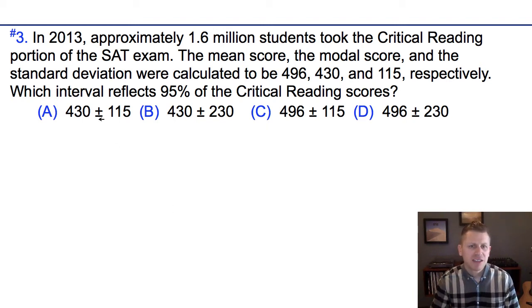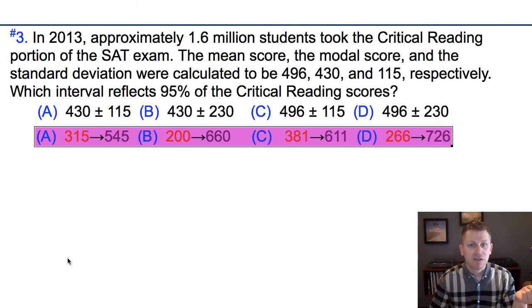The first idea is to realize that all of these answer choices here represent intervals. They're just using plus and minus notation. So if I use the plus and minus, I could actually find the intervals, meaning to find the interval for part A, you would subtract 115 from 430 to get the lower limit and add 115 to 430 to get the upper limit. Similarly, for choices B, C, and D, you would take the second value and subtract it from the initial to get the lower value and add it to get the upper.